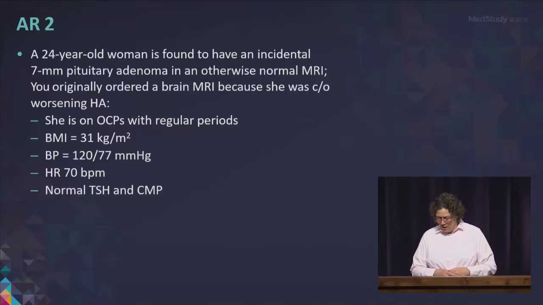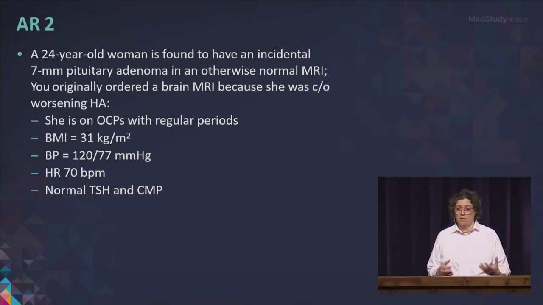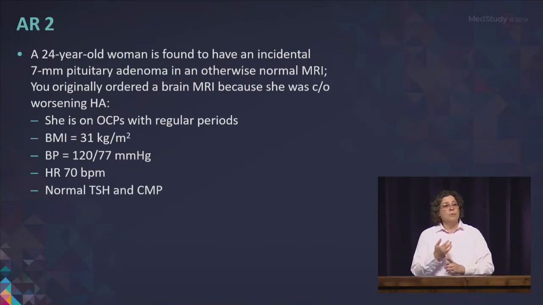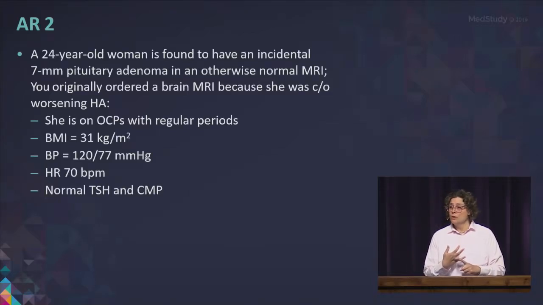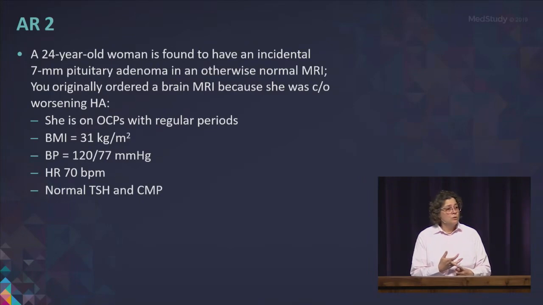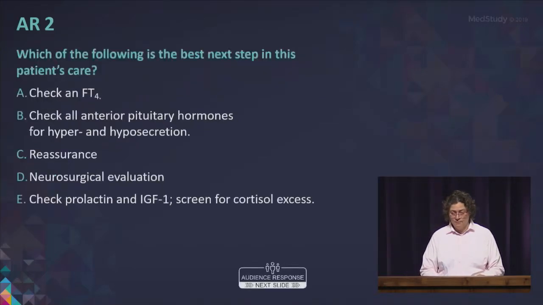Question 2. A 24-year-old woman is found to have an incidental 7 millimeter pituitary adenoma and an otherwise normal MRI. You order the imaging because she was complaining of headaches. Again, incidentalomas. We see a lot of these in endocrinology. She's on birth control with regular periods. Her BMI is 31, making her obese. Her blood pressure is 120/77, heart rate 70. She has a normal TSH and a normal CMP.